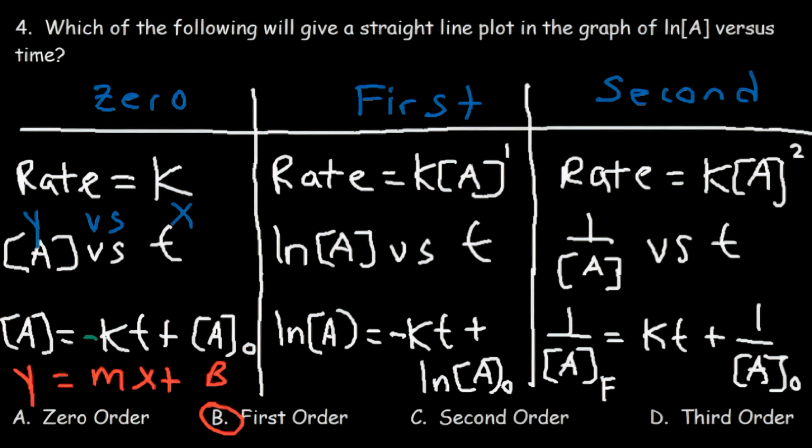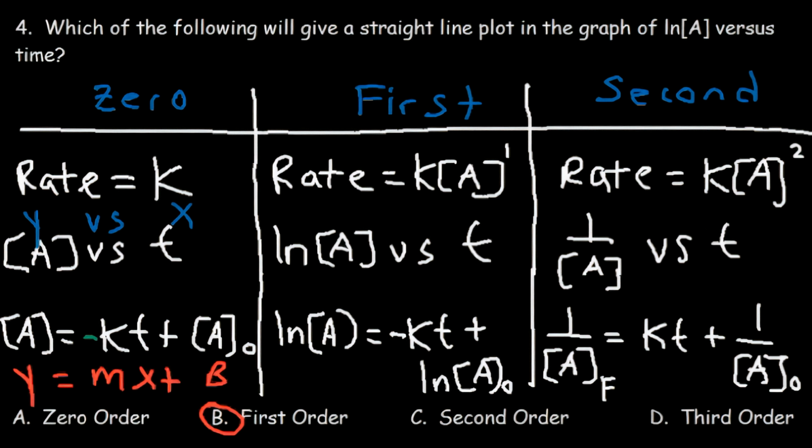So the reason why we have a positive slope is because as A decreases, 1 over A increases. Whenever you decrease the denominator of a fraction, the value of the fraction increases. So that's why we have a positive slope in this case, because it's the reciprocal of A. So those are the equations that you need to know for chemical kinetics.